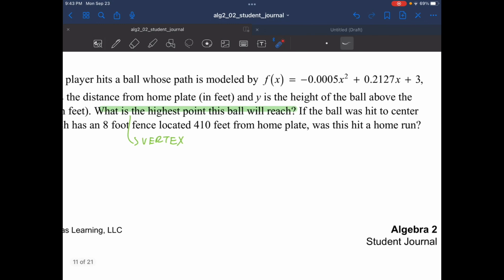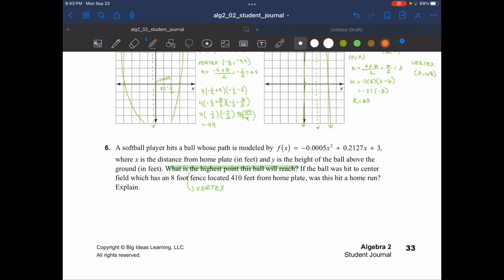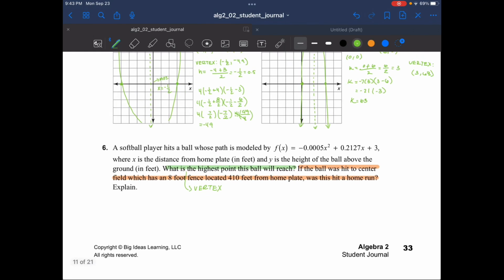And then for the second part of our question, get a new color here. It wants to know that if the ball were to hit center field, which is an 8-foot fence located 410 feet from the plate, was this hit a home run? So I need you to look at where the ball hits the ground on the graph, right? It should look something like this.